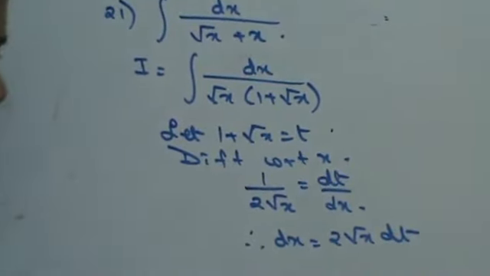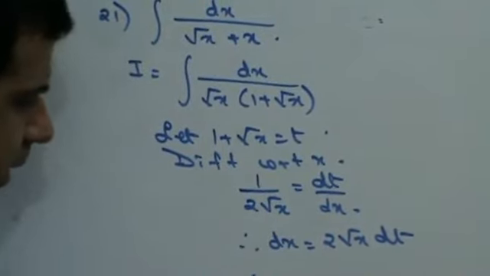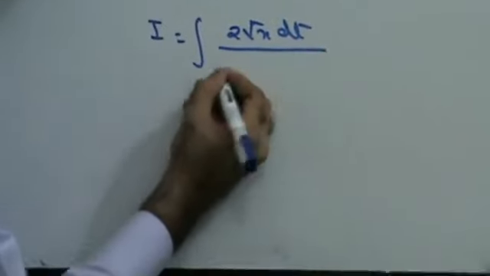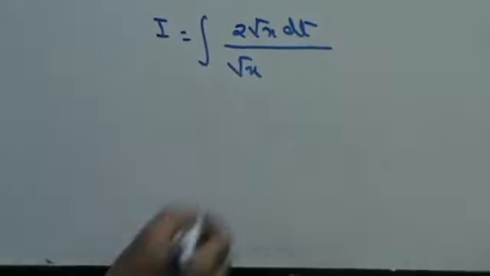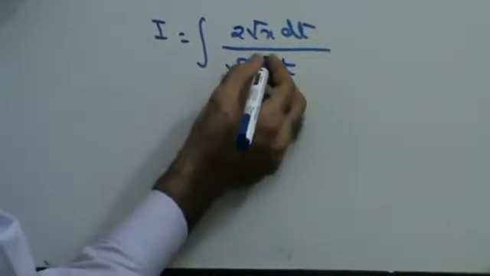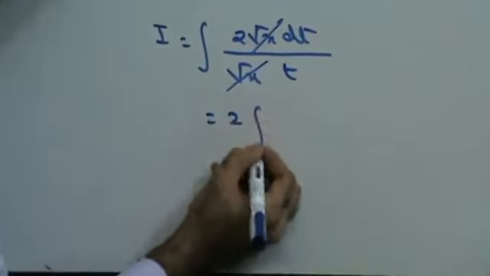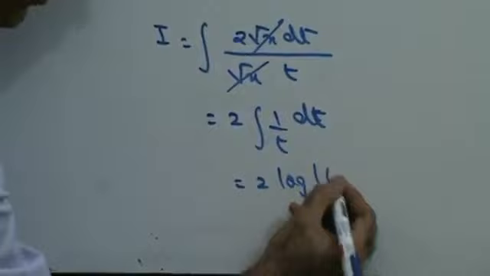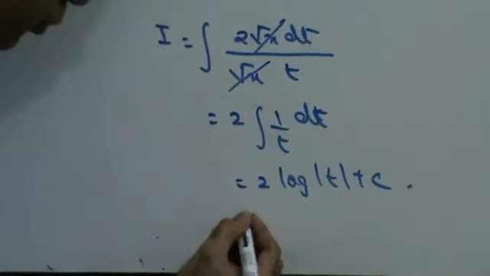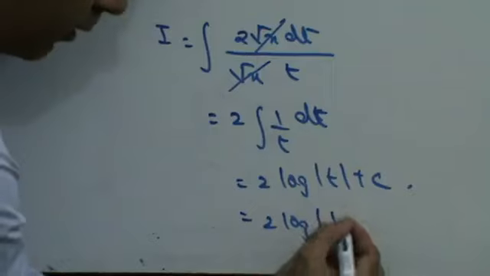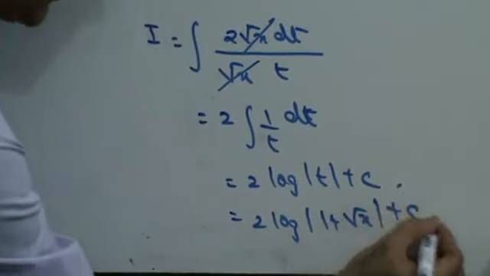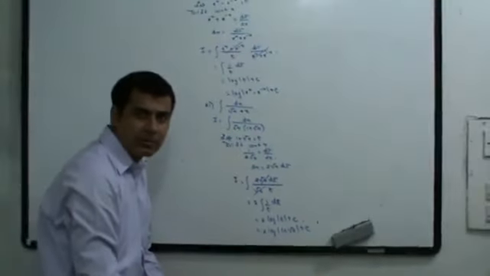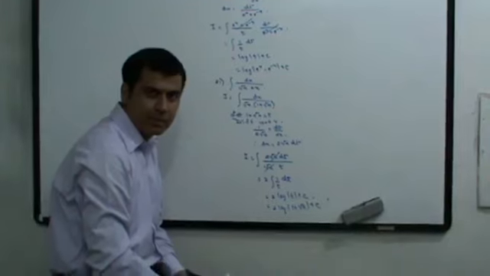Once you have this, I is integral of 2 root x dt upon root x, times (1 + root x) written as t. Root x cancels, giving 2 integral of 1/t dt, 2 log|t| + c, which is 2 log|1 + root x| + c. We substituted. That will be the answer. This finishes this chapter, substitution integration. Thank you. Let's stop here for the day.